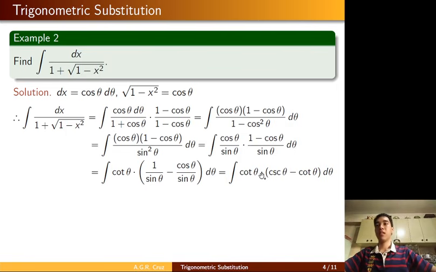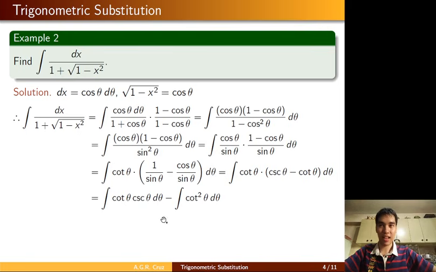Okay? So the next thing to do is to distribute and then to integrate term by term. Okay? So if you distribute, you get cotangent theta times cosecant theta, and then minus cotangent squared theta d theta. And then let's split the integral and integrate term by term. Okay? Let's start with this. This is relatively simple. Ano yung antiderivative ng cotangent theta cosecant theta?